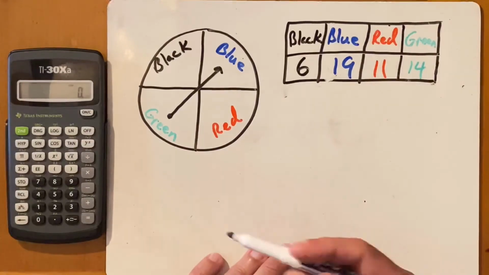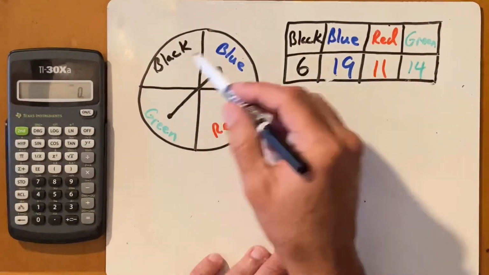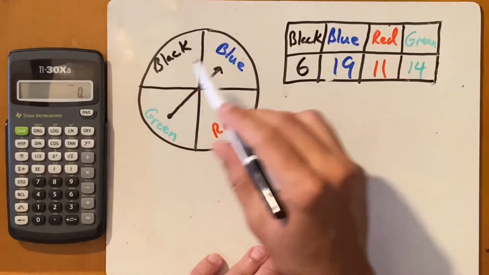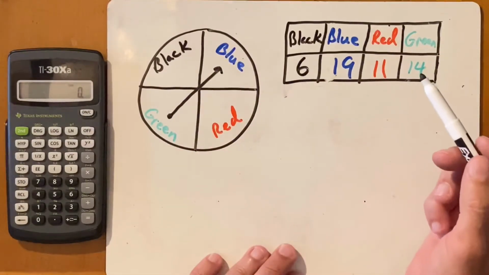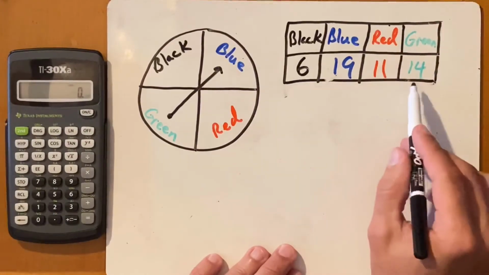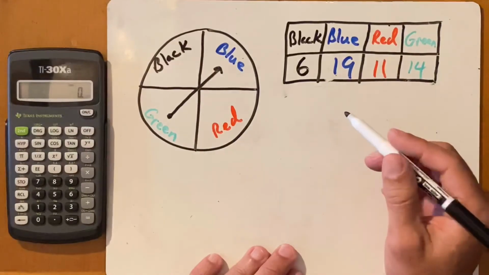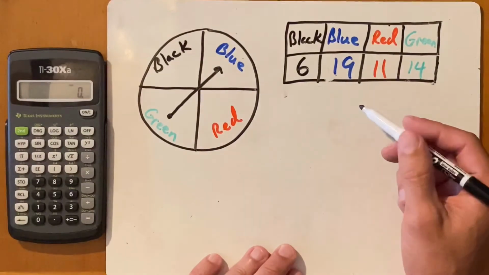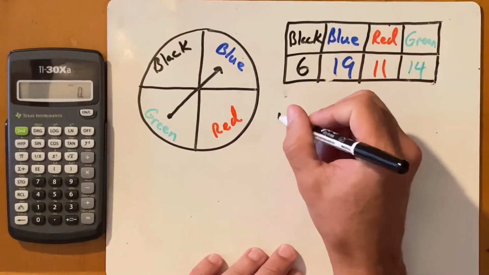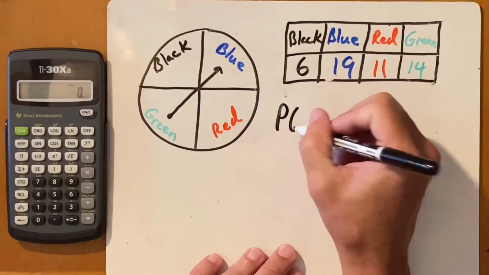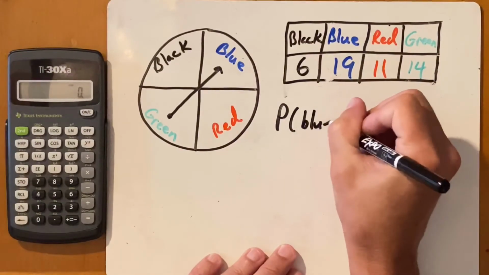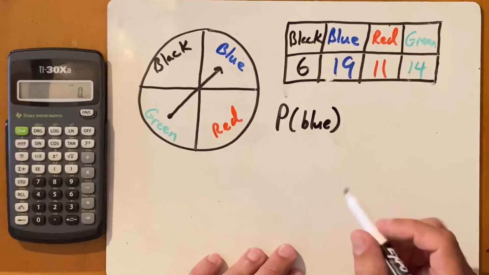Now, obviously, with theoretical probability, we would say that because the sections are all the same size, they are equally likely to come up, and it would be a 1 in 4 chance that each one would come up. But in this case, this is how the experiment played out, so we're going to use that data to predict what's going to happen if we continue spinning it. Let's say, for example, we want to find the probability of it coming up blue. So the probability if we spin it that it's going to land on blue.